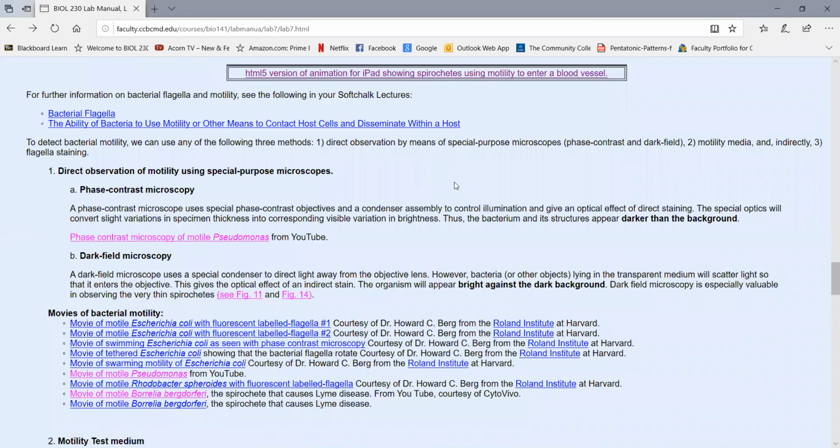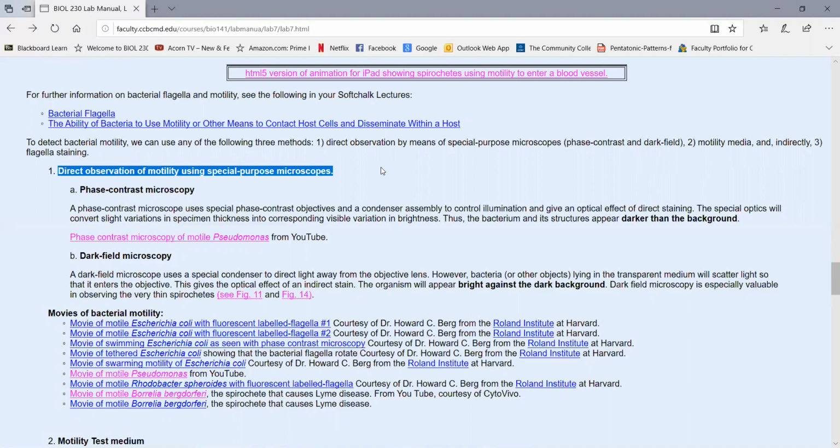Now, there are several ways we can detect bacterial motility. One is direct observation with a microscope. And although we can see motile bacteria with a conventional light microscope like we use in lab, we can't see them very well because we're looking at living unstained bacteria, and they're very difficult to see without staining. And all the dyes we use kill the bacteria, so they stop swimming.